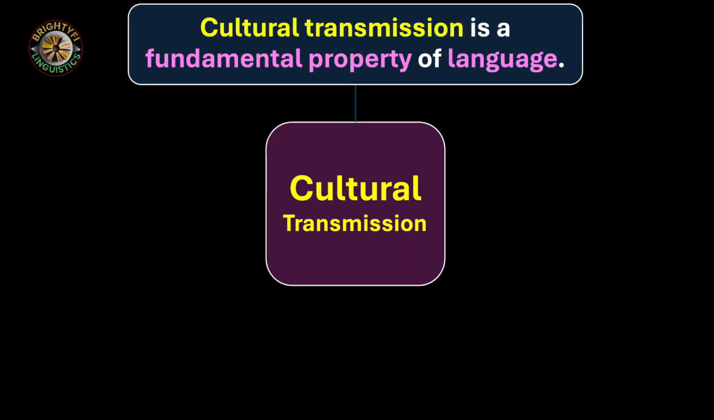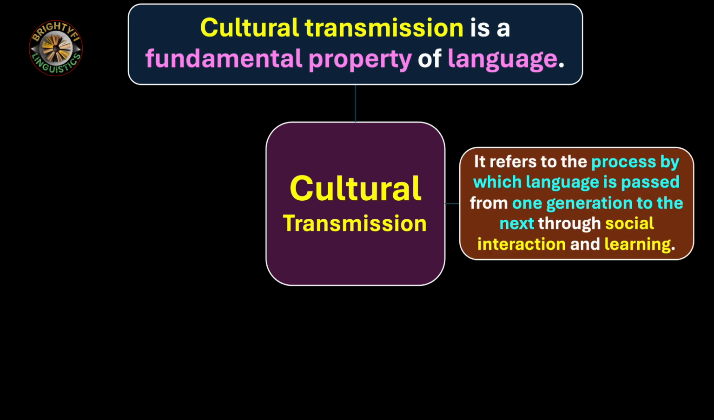What is cultural transmission? Cultural transmission is a fundamental property of language. It is one of the most important properties of language. It refers to the process by which language is passed from one generation to the next through social interaction and learning. Language is not acquired naturally, like walking, like running, like eating. They are all natural habits.